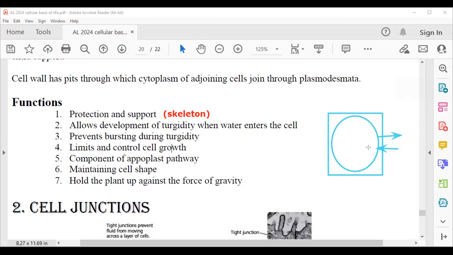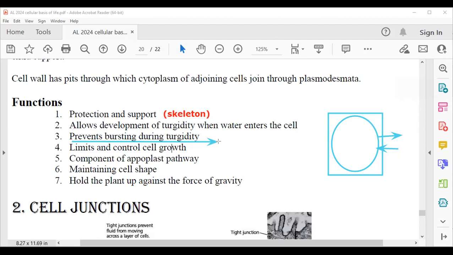Third one, because of turgidity, one benefit. Read this one. Prevents bursting during turgidity. Right. You know amoeba? If you put some amoeba inside distilled water, amoeba will enlarge in one place and burst.